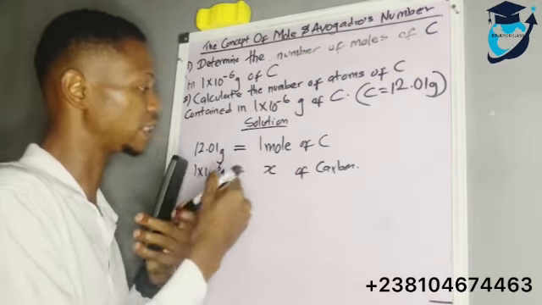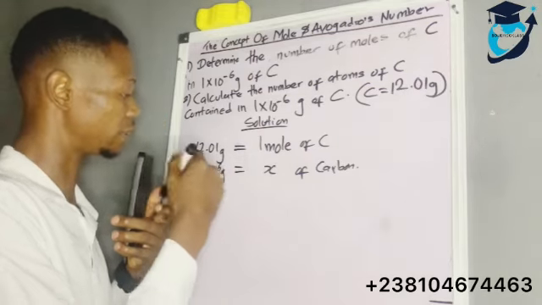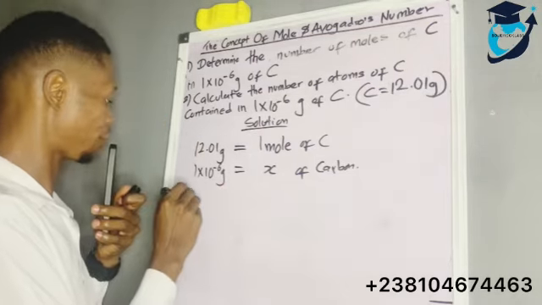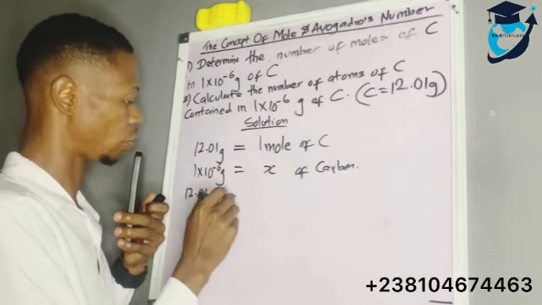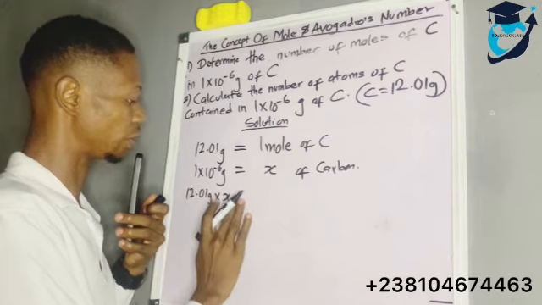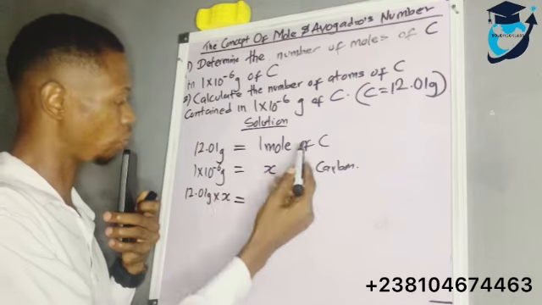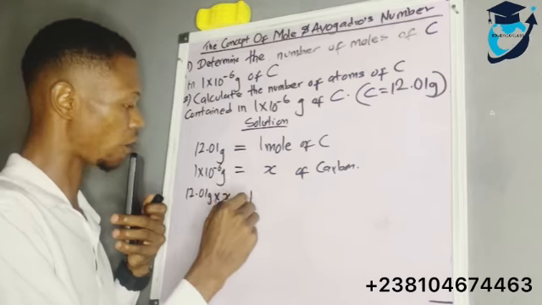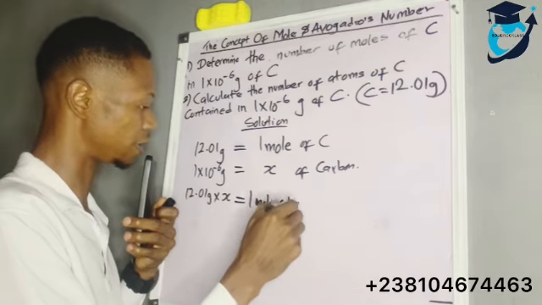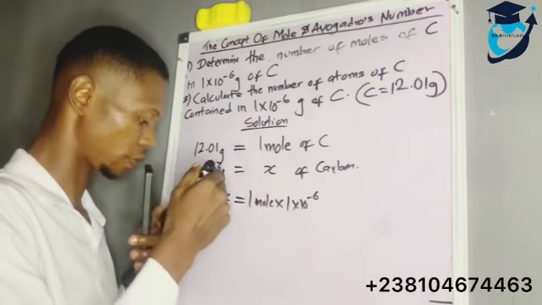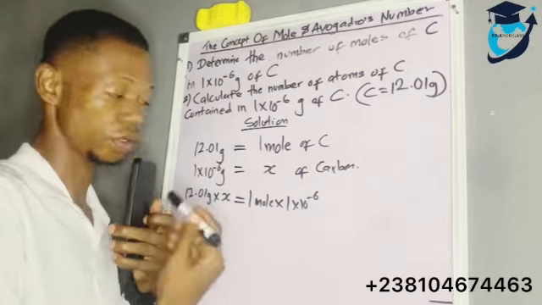So at this stage we can cross multiply. If you cross multiply now, what do we get? This times this and this times this. So we get 12.01 gram times X of carbon. For the second one, 1 mole of carbon times this, we get 1 mole times 1 times 10 raised to minus 6. Alright, so at this point of course we divide by the coefficient of X.